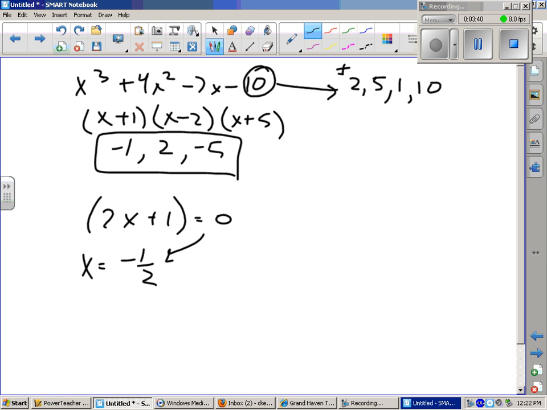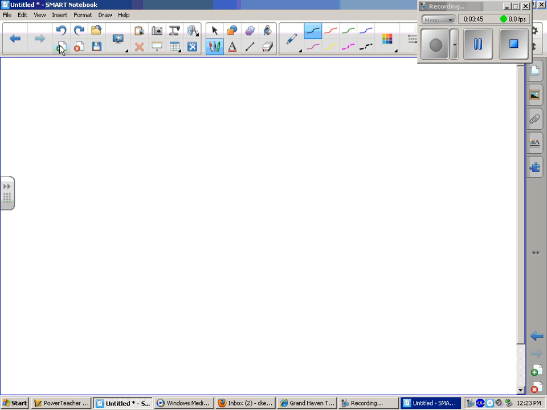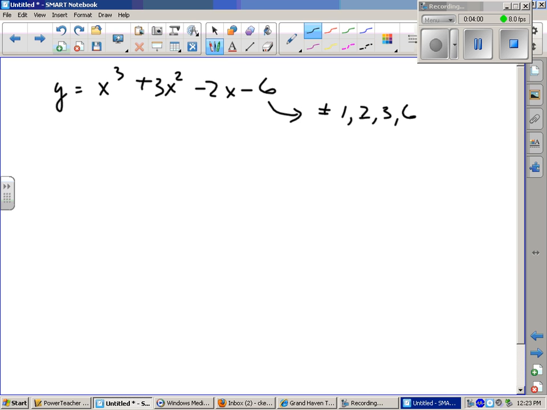Now I want to do one that's irrational because those are harder to see on the graphing calculator. Let's say I have y equals x cubed plus 3x squared minus 2x minus 6. And all the factors of 6 are plus or minus 1, 2, 3, and 6. Now, for the sake of argument, I'm going to try negative 3. Let's say we looked at it on the graph and we noticed that the graph went through negative 3, but we're not sure what the other answers are. And remember, whatever this highest power is, that's how many answers you should have. That's how many zeros you should have.